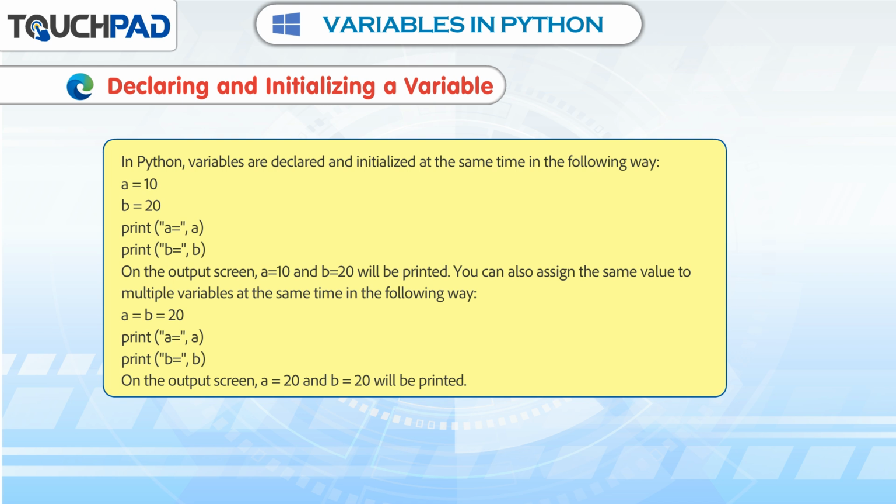You can also assign the same value to multiple variables at the same time in the following way. On the output screen, a = 20 and b = 20 will be printed.